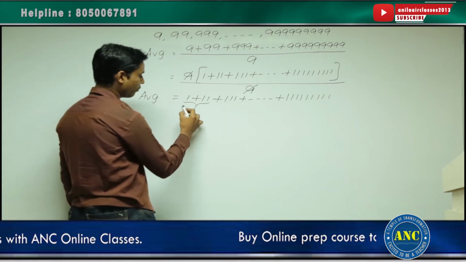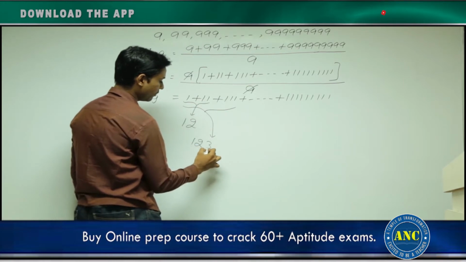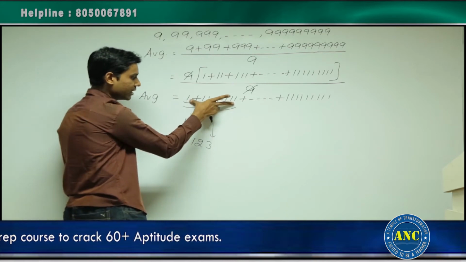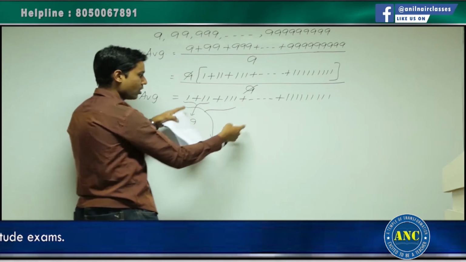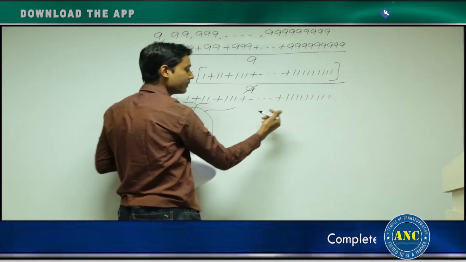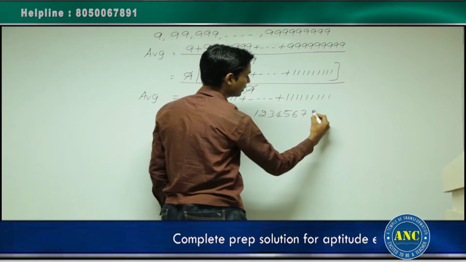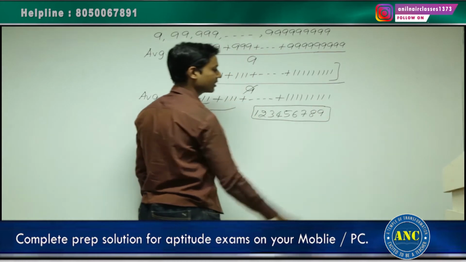Similarly, the sum of the first three terms is 123. If you observe, the sum of the first two terms is 12, the sum of the first three terms is 123, the sum of the first four terms is 1234. What should be the sum of the first 9 terms? 123456789. That means the average is nothing but 123456789.